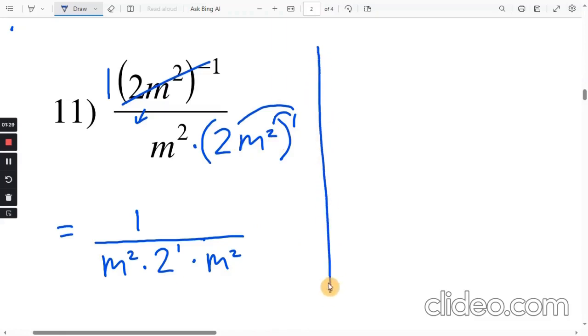All right, and then let's see. We have the 1 in the numerator. 2 to the first power is just 2. And m squared times m squared, we're going to just add 2 plus 2 and get m to the 4th. So that's it for number 11.